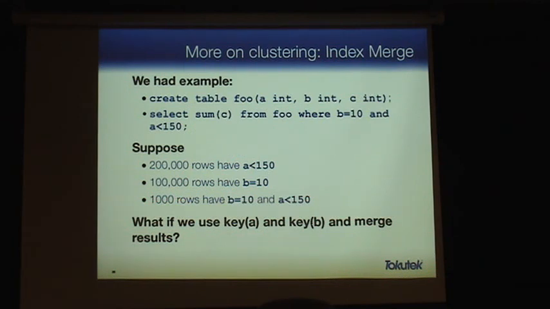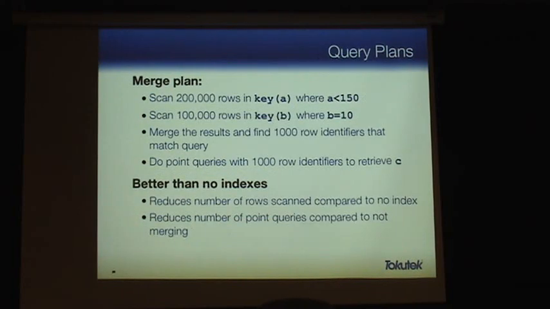And we said that there's another query plan where you use the key of A and the key of B, and you merge the results. Well, let's take a look at what that query plan is actually doing. It scans the 200,000 rows in key of A, where A is less than 150, in sequential order. It scans the 100,000 rows in key B, where B is equal to 10, and it accumulates the row identifiers.